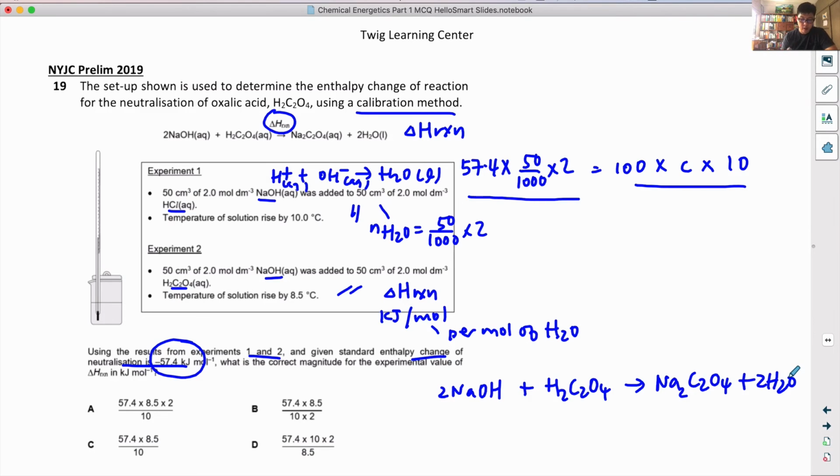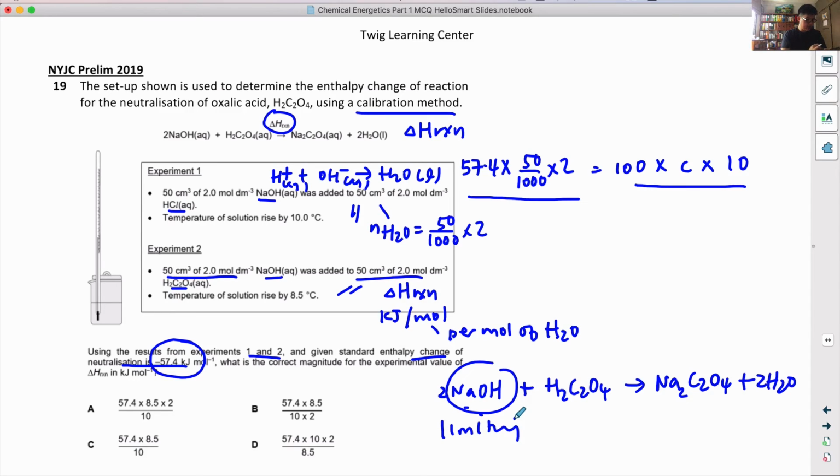Which is the limiting? Because you are using the same amount of acid and the base, I hope you realize that the one that's limiting is essentially sodium hydroxide. Okay, so this is the one that's limiting. Maybe I'll just give you a quick calculation. I'm just going to press my calculator.